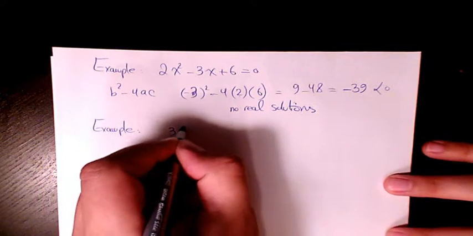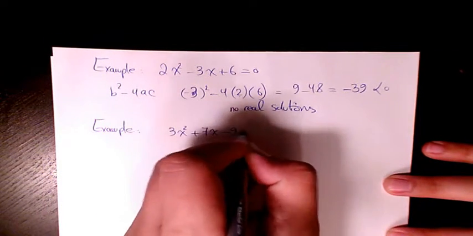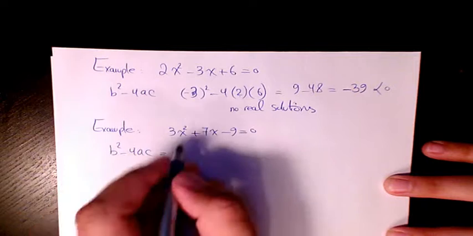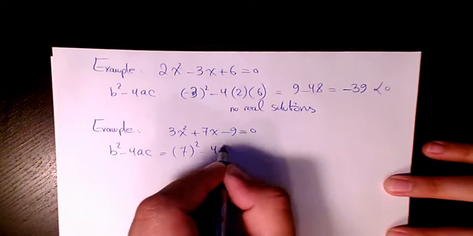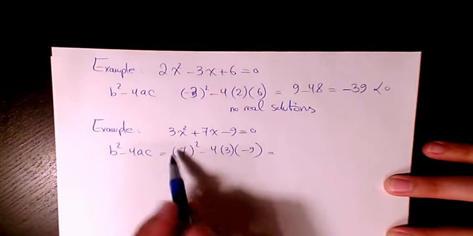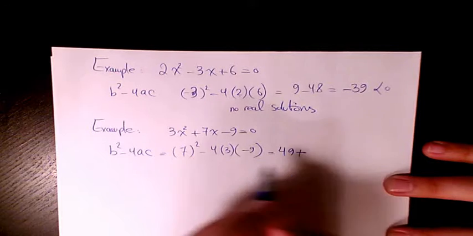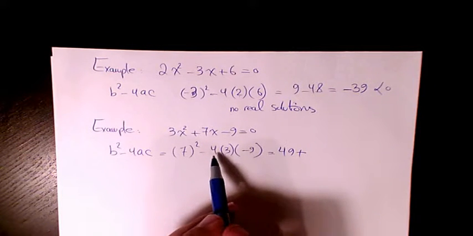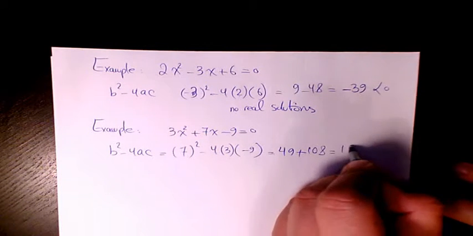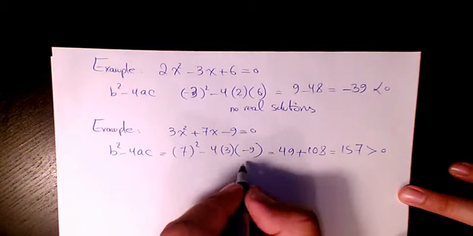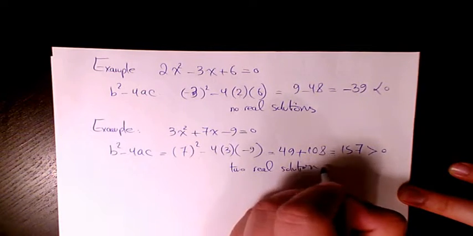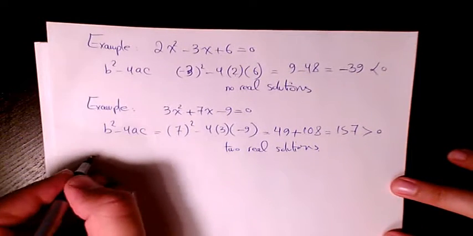We have 3x squared plus 7x minus 9 equals 0. So b squared minus 4ac, b is 7, a is 3, c is negative 9. So that will be 49 plus, because negative times negative is positive, 4 times 3, 12, times 9, 108. So it's going to be 157, and it's greater than 0, so we have two real solutions. Next example.